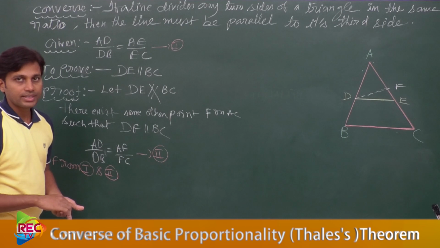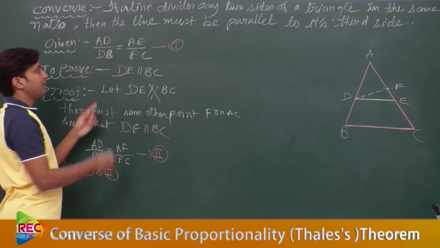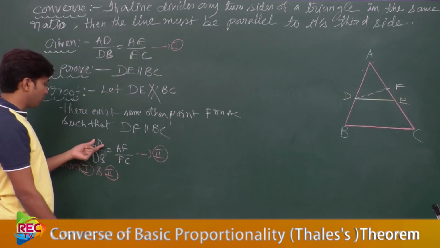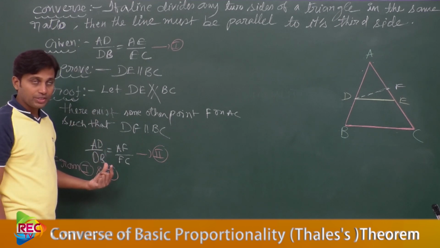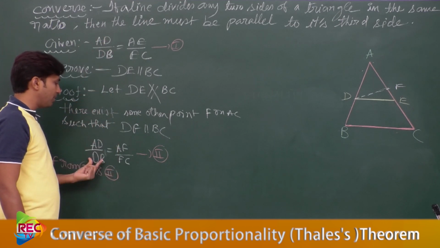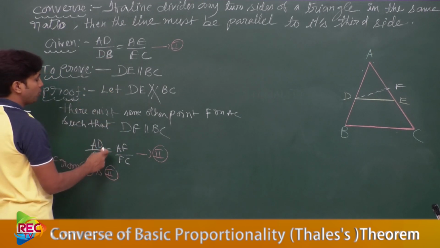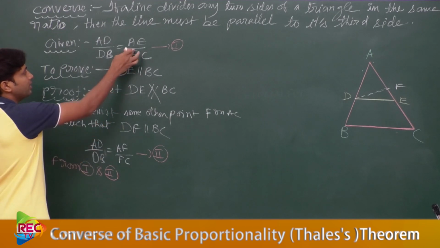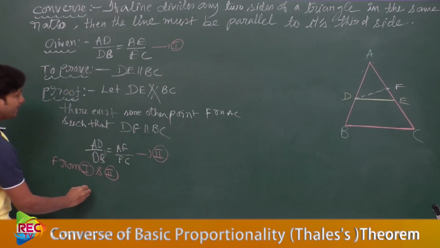From 1 and 2 what can we say? Here AD by DB equal to AE by EC from condition 1, and from condition 2 AD by DB equal to AF by FC. So what is common expression over there? AD by DB is common in both. So now from 1 and 2 we can say that AD by DB is commonly equal to these two different expressions.